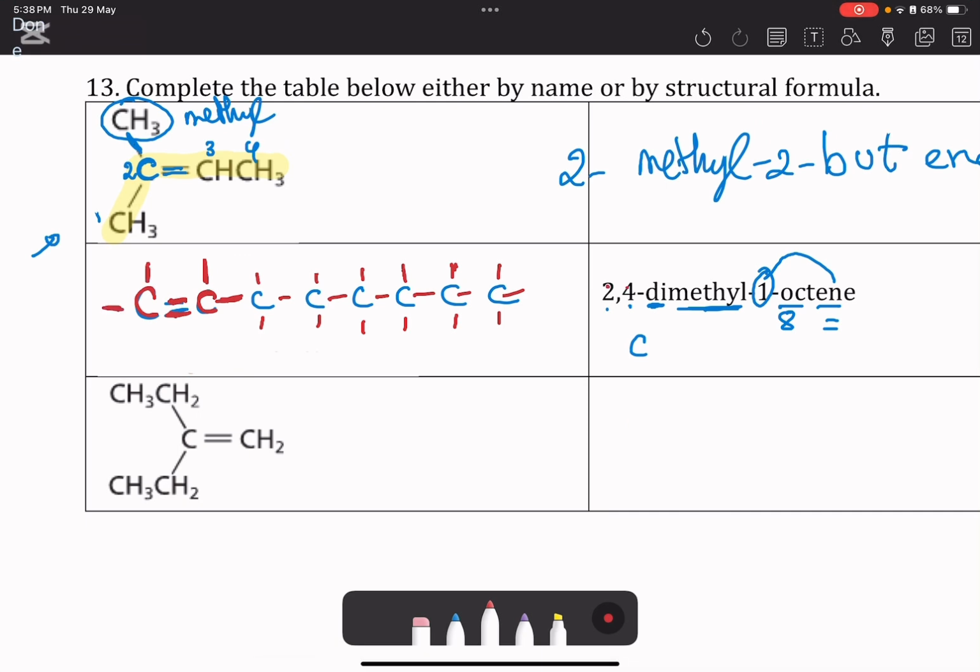Now on the second and on the fourth. On the second, I have 1 carbon, 1 methyl. And on the fourth, I have another methyl group. And that's it. You're done. So don't forget to add the hydrogen atoms. Please do not write hydrogen like that. That's wrong. Capital letter.